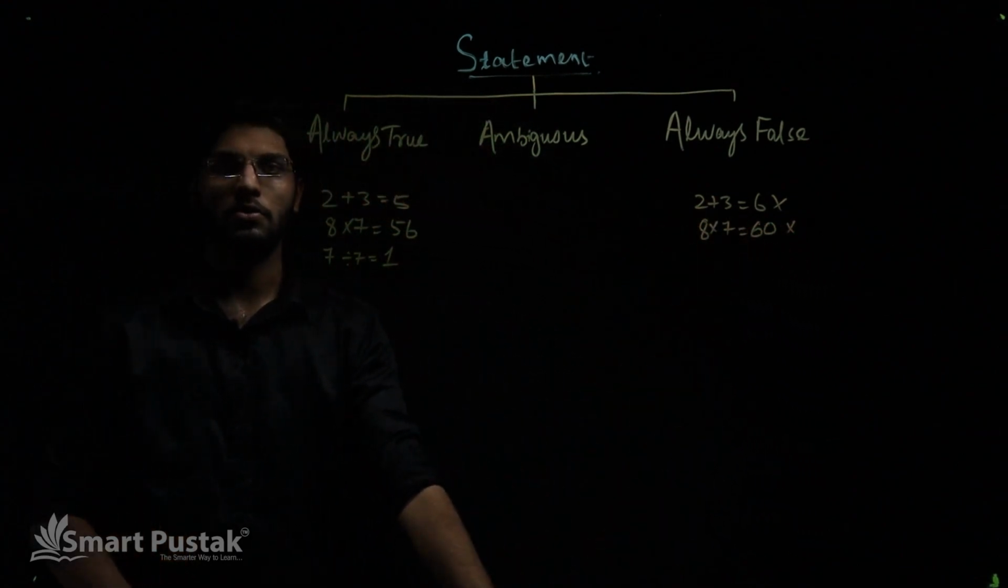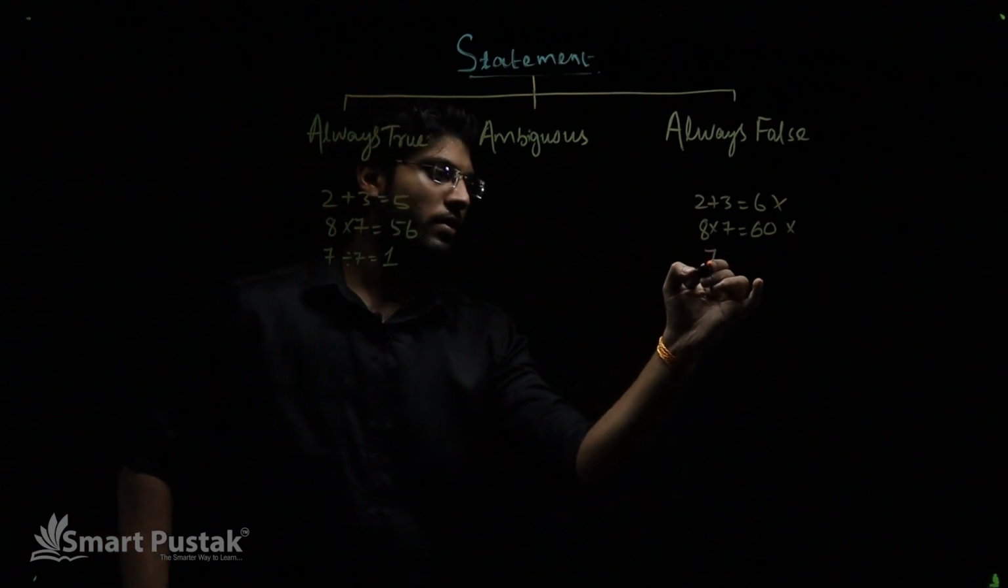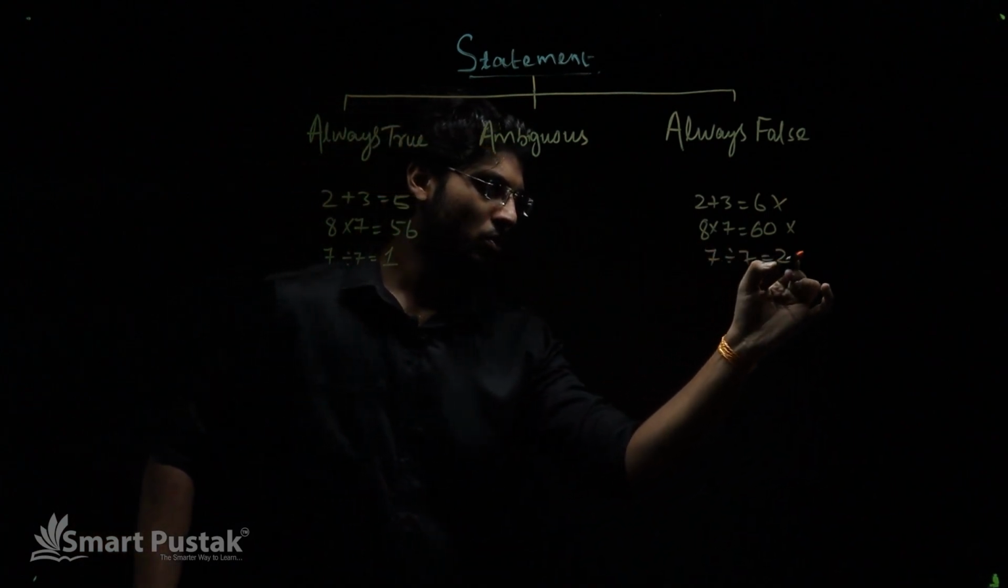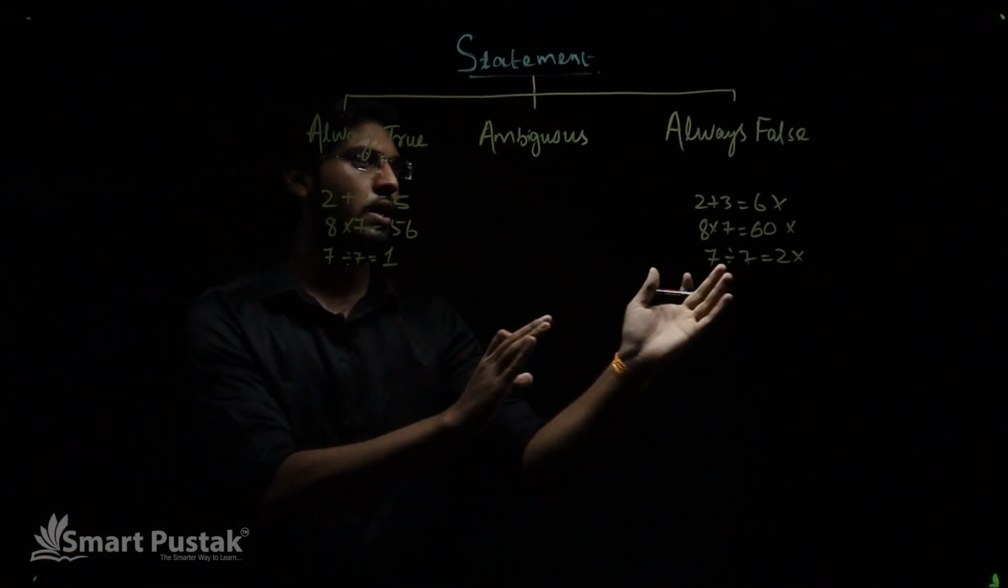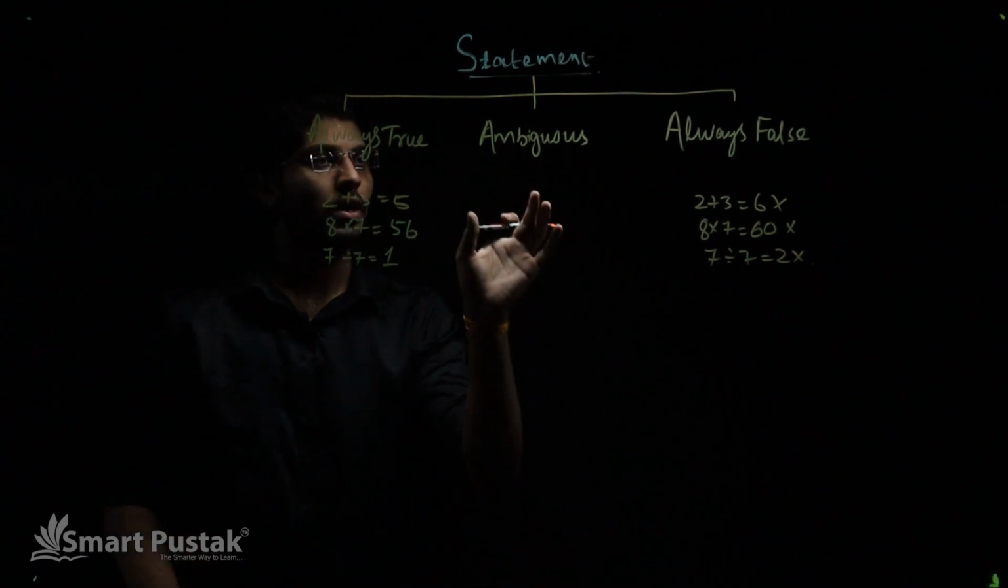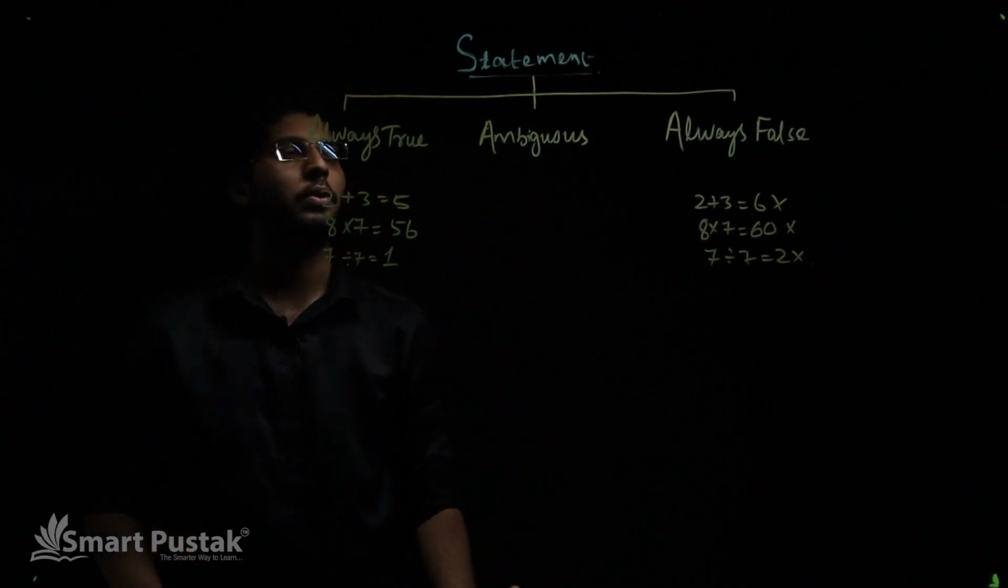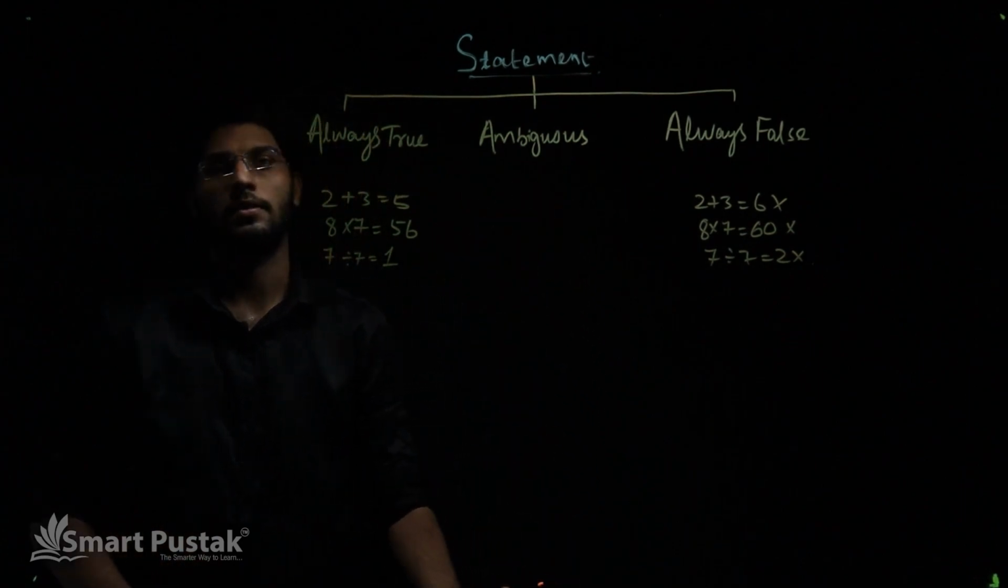8 into 7 will give you the result 60. This statement will also become false. 7 divided by 7 is equal to 2. This statement will become false. Now, the question is, we have studied always true and always false sentences. Now, what about an ambiguous sentence or ambiguous statement in mathematics?